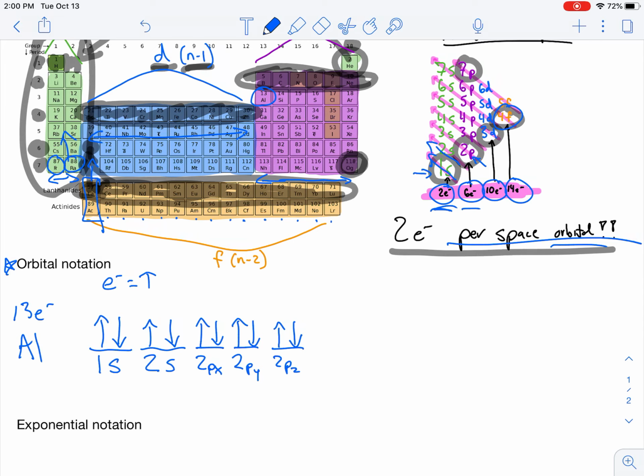Am I done? No, I am not. I still have to show 3 more locations. So after 2p, if I continue on up here, I get to 3s. So 3s only has 1 orientation, 1 orbital. I've drawn 1 line, shown that location. I'm going to put 2 electrons in 3s. Am I done? I've got 1 left. That last one after 3s is going to hit 3p. There it is. So I'm drawing 3px, 3py, and 3pz.